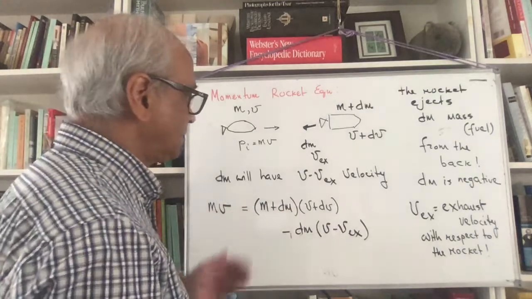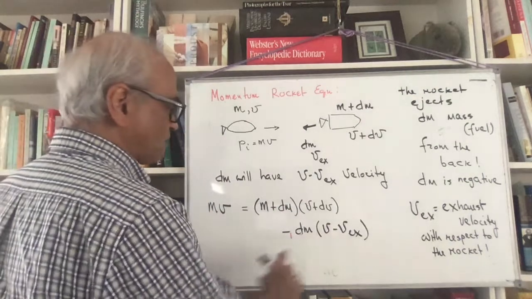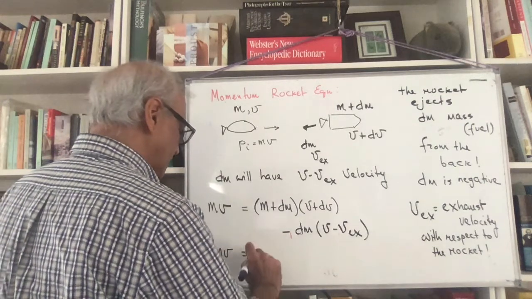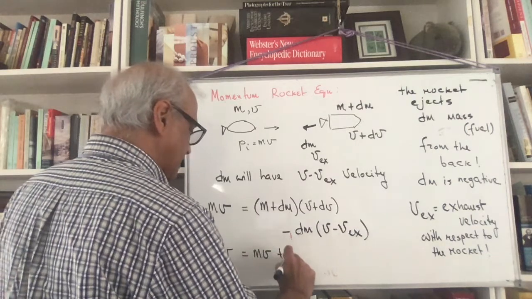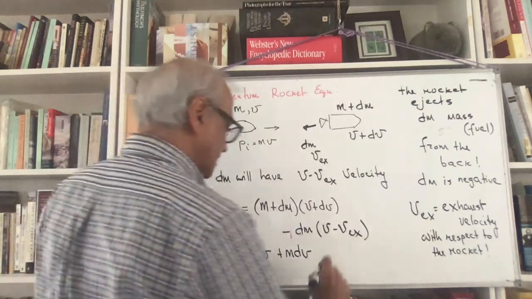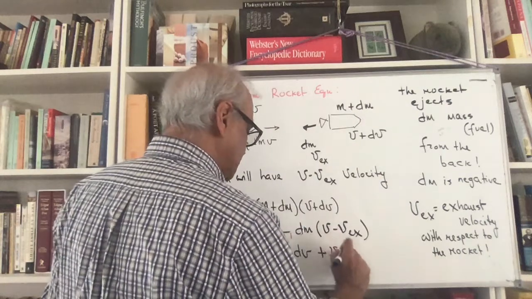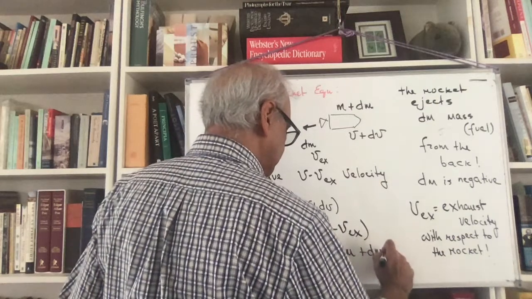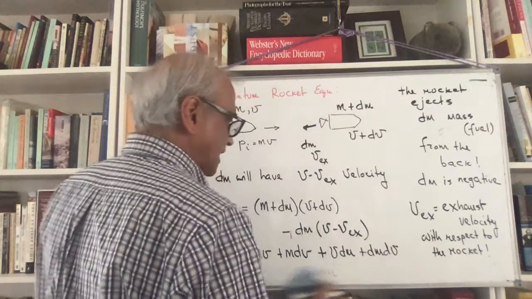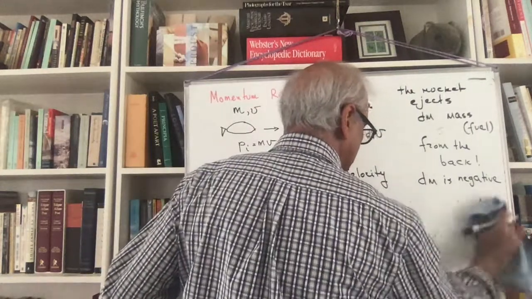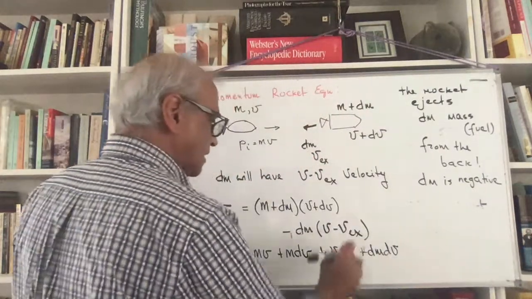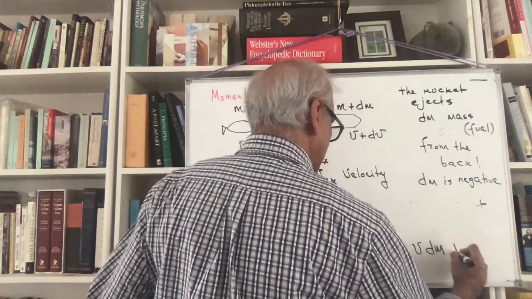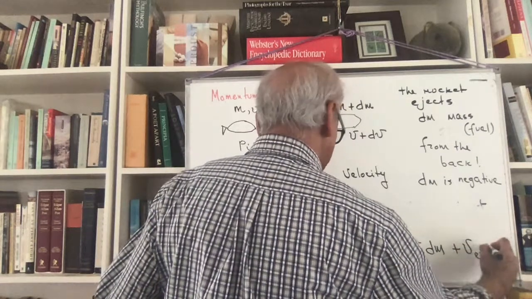So let's open this up and see what we get here. We get mv equals mv plus m dv plus v dm, I'm just multiplying it through, plus dm dv. And then I have these two right here, minus v dm plus vex dm.